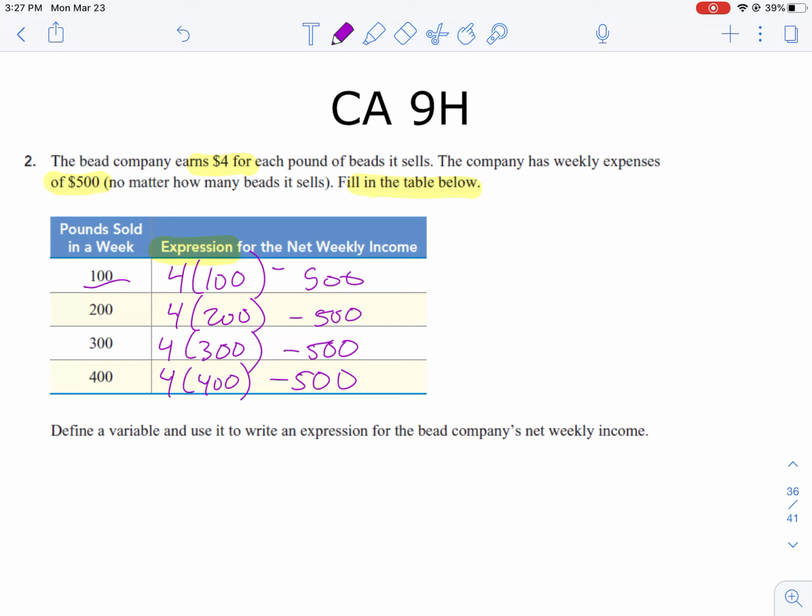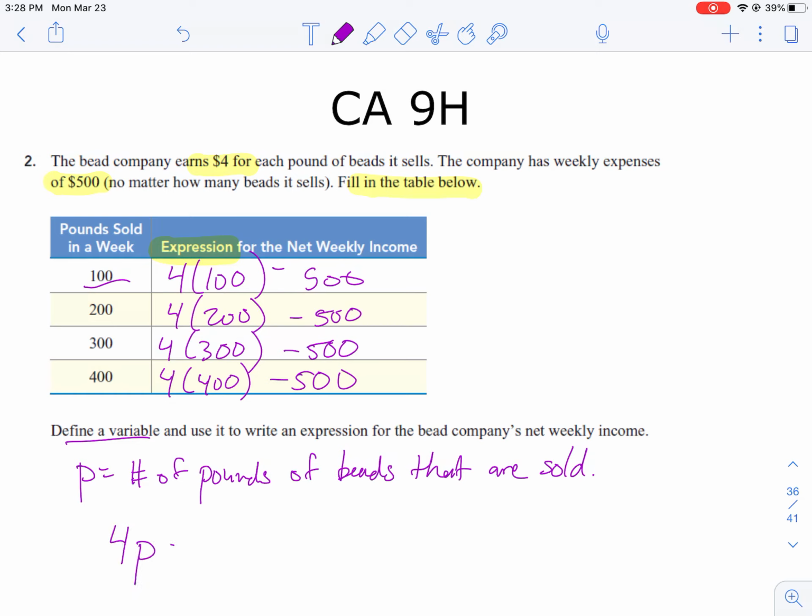That would be fine. Now we need to define a variable. What's the variable? Well, again, it's the pounds of beads that are sold. So P equals the number of pounds of beads that are sold. And so the expression then is $4 times however many pounds we sell minus $500. And again, that's an expression. So using variables is helpful. This expression then can be used for any amount of pounds that we sell, and we don't necessarily have to think through the calculations each time.